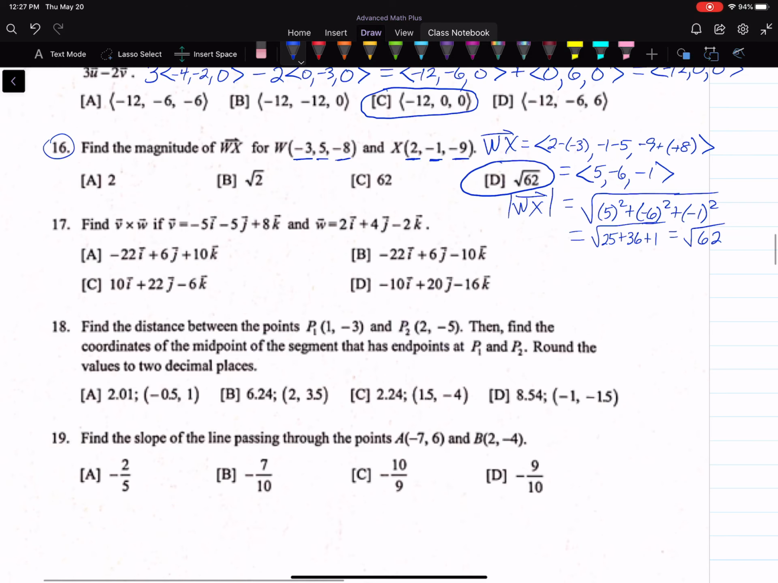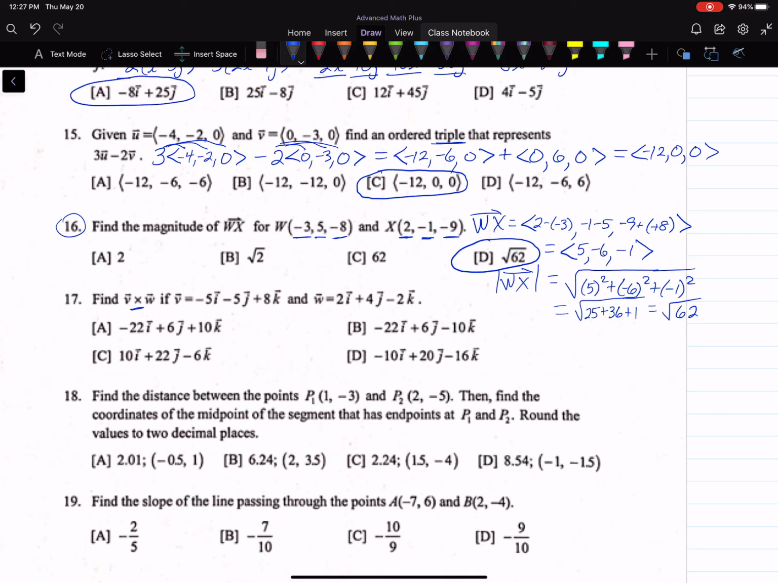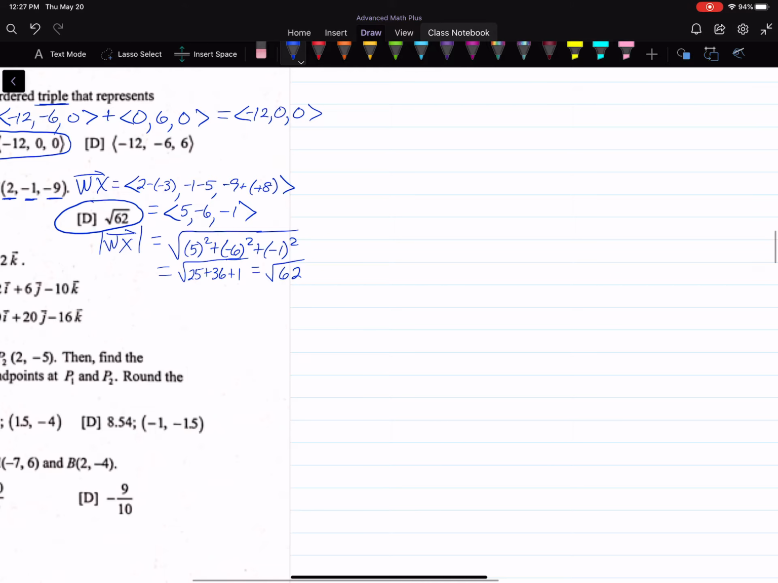17. Oh, goodness. 17 is the big one. 17 is the one where we had to do the matrix. They want the cross product here. Okay, the cross product. I'm going to put it over here so we have room. What's 15, right, that we're doing? No, we're doing 17, excuse me. So 17.